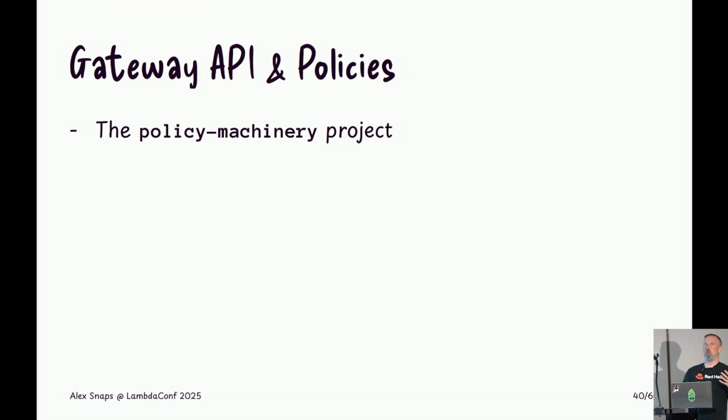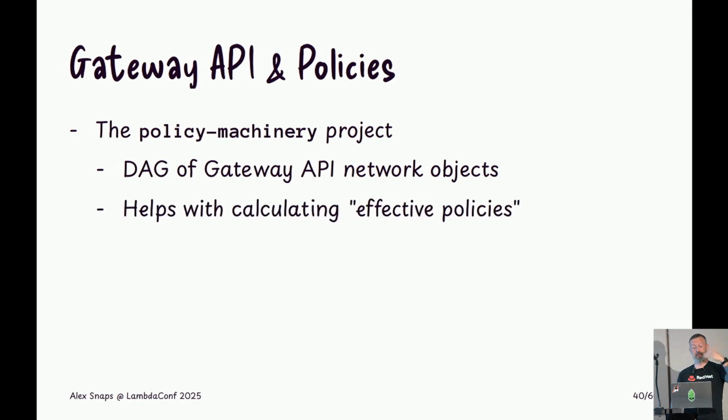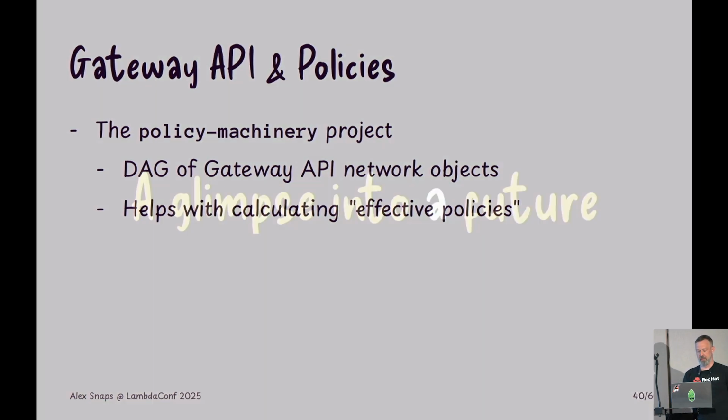So we start building more and more tools around this entire ecosystem. One of which is what we call the Policy Machinery project. It actually computes a DAG of all those Gateway API network objects and the policies attached to them, and that in return lets you, according to the merge strategies and so forth, calculate your effective policies, including the request attributes that the proxy now needs to know about in order to do that. You'll get more hands-on in a bit.